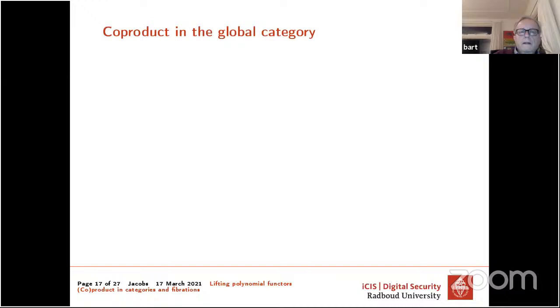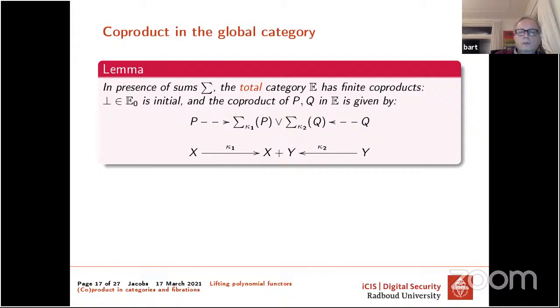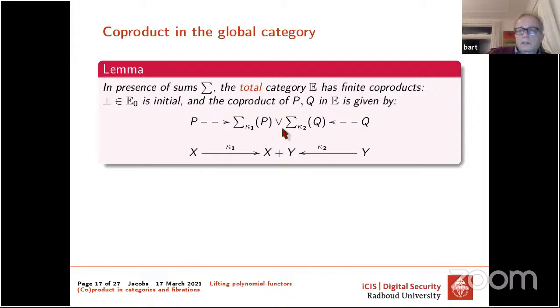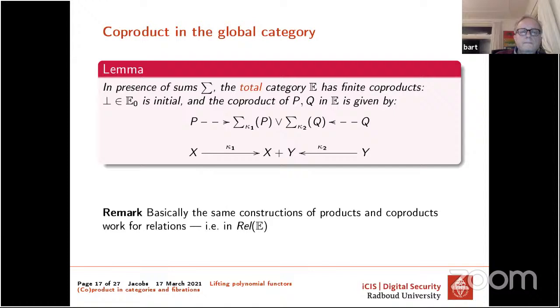Okay, there's also a way to construct coproducts in the total category of predicates. So if I have again P over X and Q over Y, in presence of the sum, I can take the sum along the coprojection. The coprojection lives in the base category into the coproduct X plus Y. I can also take the sum here and then take the join in the fiber. And again, you can prove that this is categorically a well-behaved coproduct. And basically the same construction of products and coproducts works for relations and a category of relations. But here you have to use distributivity in a rather obvious way. But I will not go into the details.